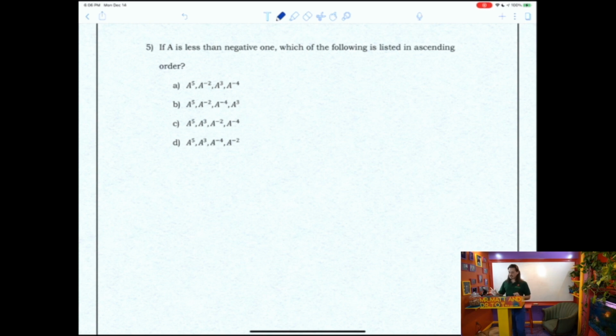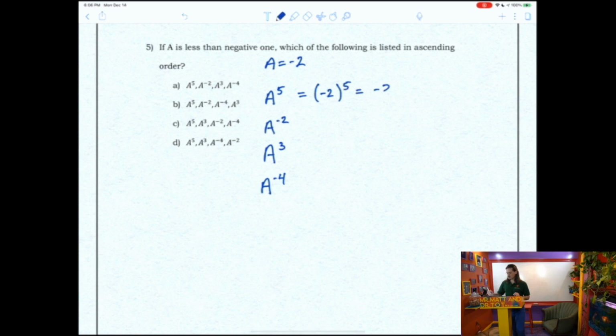So again, identifying the domain as less than negative 1, we can pick an easy to work with number, let's say negative 2. And so if we evaluate this, we have a to the fifth, a to the negative 2, a to the third, and a to the negative fourth. Substituting in negative 2, negative 2 to the fifth power is going to be negative 32. A to the negative 2 power is equal to 1 over a to the positive 2 power. That's going to be 1 over negative 2 squared, which is 1/4.